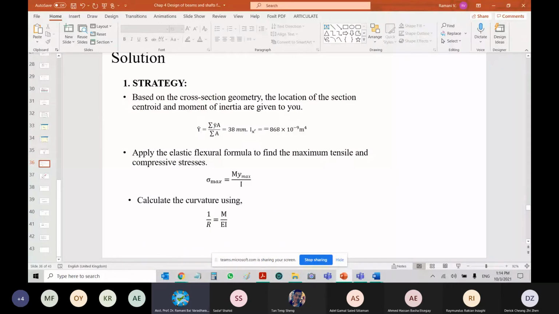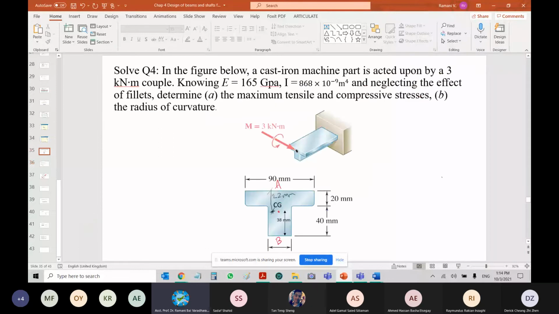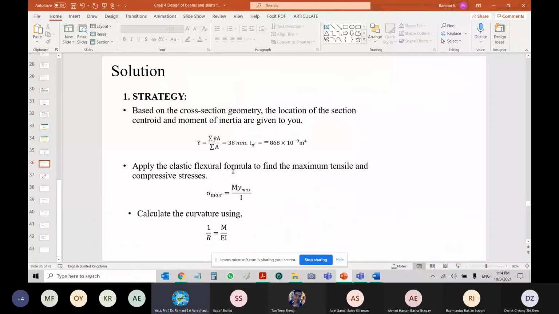I have M. I have E. In the question, E is also given. So I try to use the relations that are given to me, right? A relation which has the data that is known, which is 1 over R equal to M over EI. These are the formulas we are going to use. That's the strategy you're going to adopt.